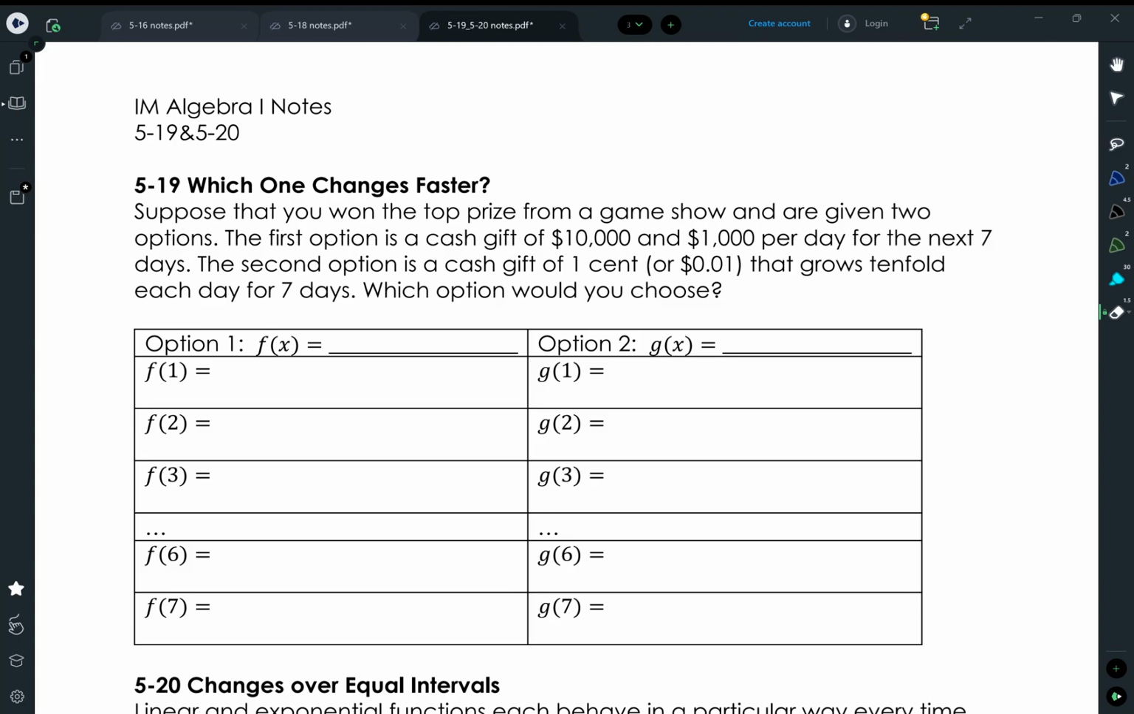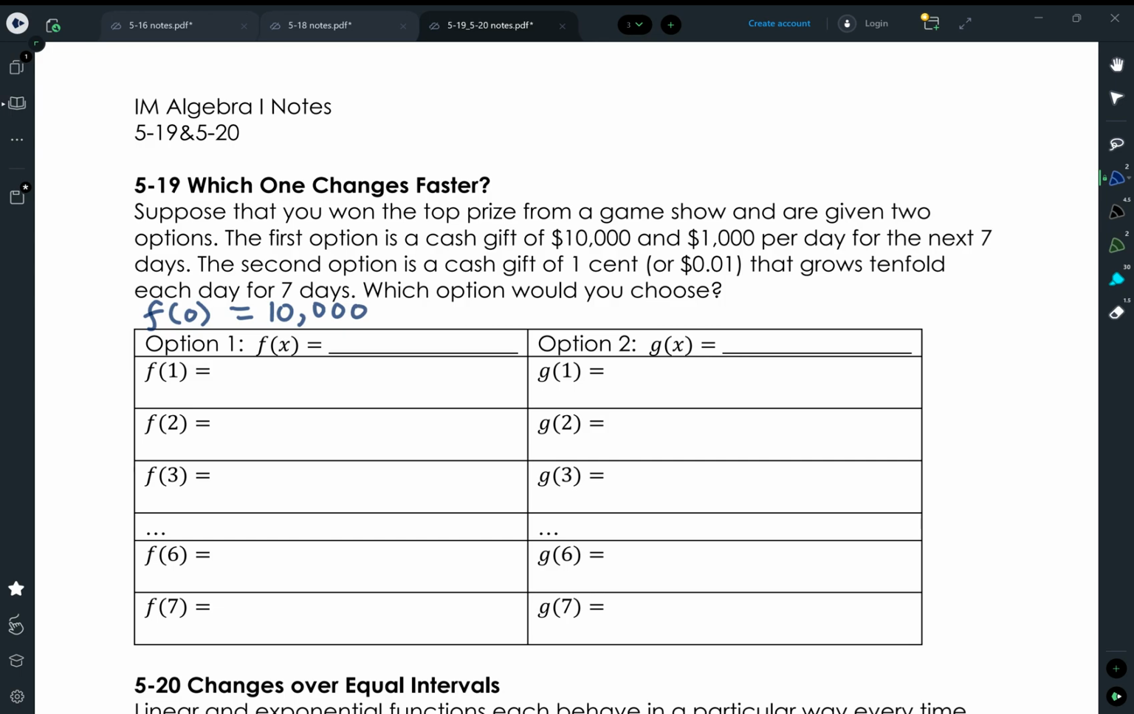So they're giving us a little chart here that we can work on filling out. So option 1, that's the one where we get $10,000 right away, $1,000 after that. So I feel like at the top of this, I might want to write what's going on at the beginning, right? So my f of 0, so at time 0, I have $10,000. Okay, and then I get another $1,000 each day for 7 days.